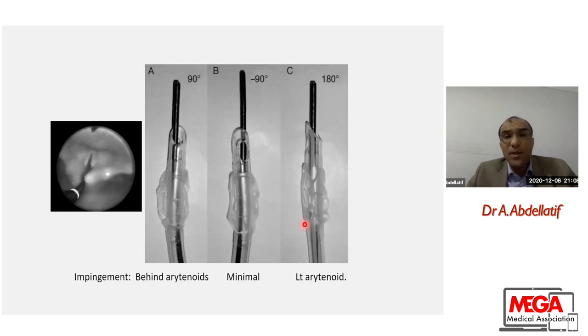So what are the options? I have to choose first a small tube size, the best tube size, as we said before. And here, in this picture, I have to target this area away from the arytenoid. So when impingement occurs with the right arytenoid cartilage, I have to move the tube up. So 90 degree anti-clockwise is the best option with minimal impingement.